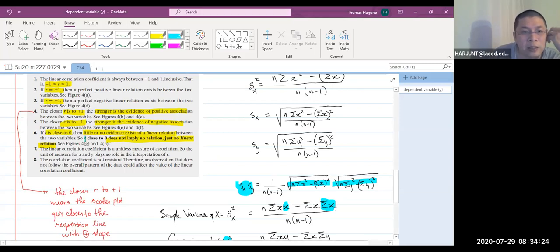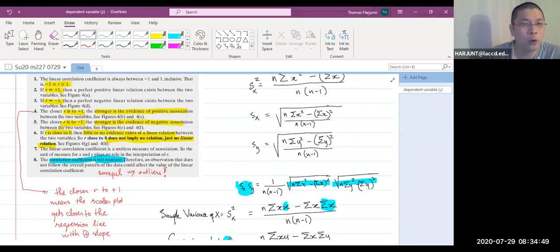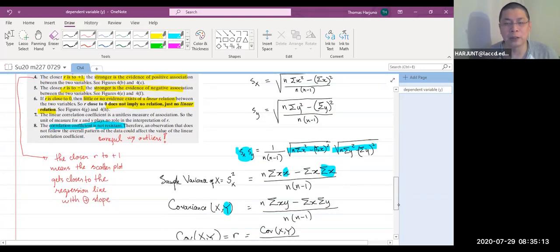Part 8 basically says, outliers, be careful. It's sensitive. If you have one observation that does not follow the pattern of the other group of data, it will affect R quite heavily. It's quite sensitive. Okay, now that's half an hour of theory and terminology. Let me teach you right away how to find this R.